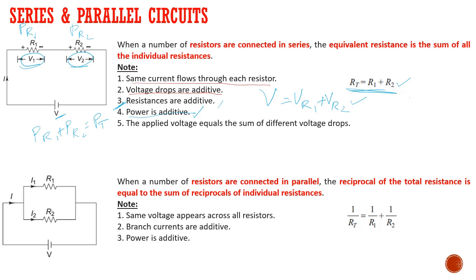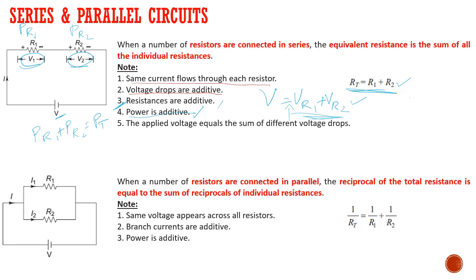Voltage drops additive, resistance also additive, similarly the power also. And the last one, the applied voltage equals the sum of the different voltage drops. This we have already written. The supply voltage is V, which means the applied voltage across these resistors is the same as the sum of the voltage drops of those two resistors. So these are the few points we must note for the series circuit of resistors.